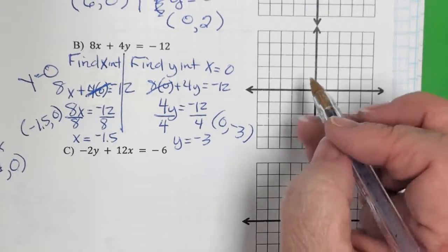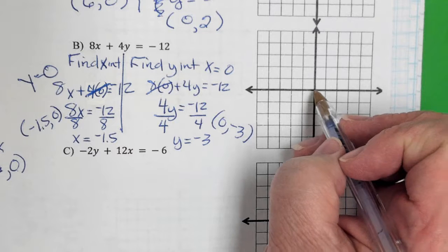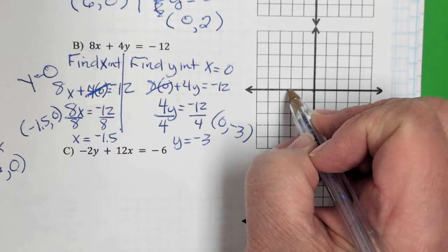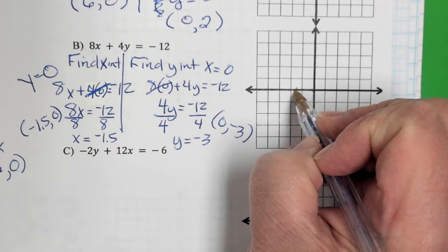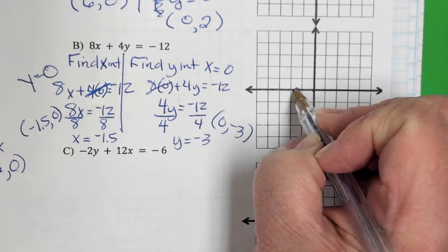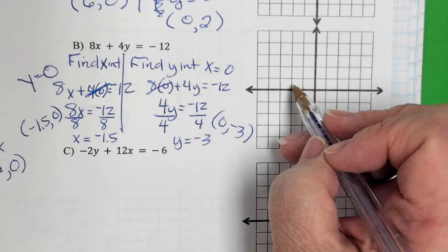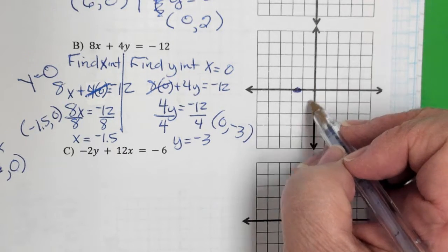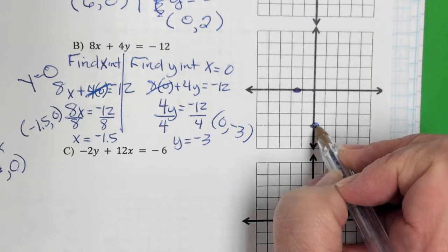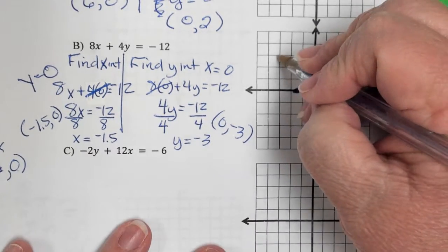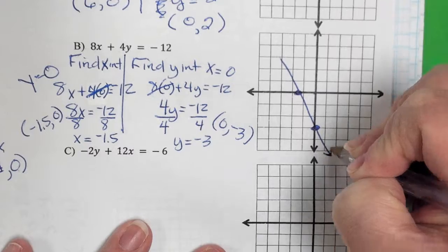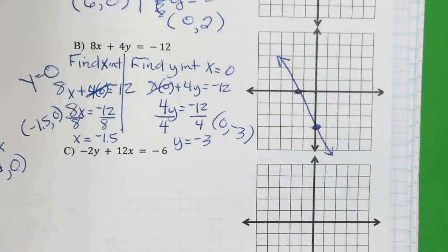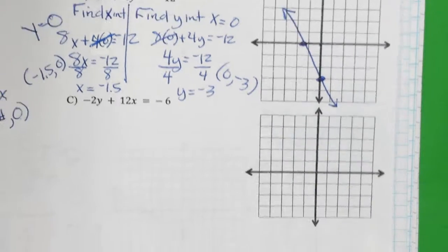Well, some of you may be wondering where negative 1.5 is. Well, here's 0 on the x-axis. Here's negative 1, and here's negative 2. Negative 1.5 would be right in the middle. And for our y-intercept, 0, negative 3 would be here. And we're going to connect the points, and we've just graphed that line by using its x and y intercept. All right, let's try another one.